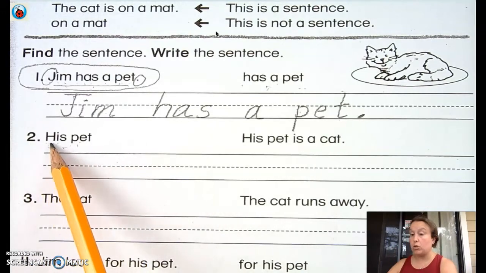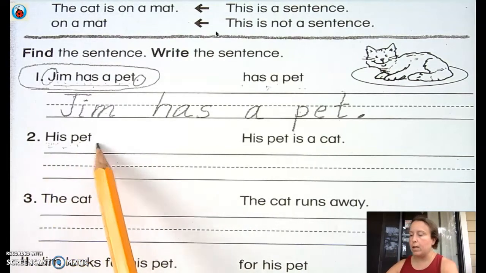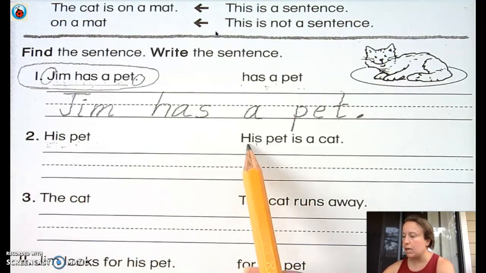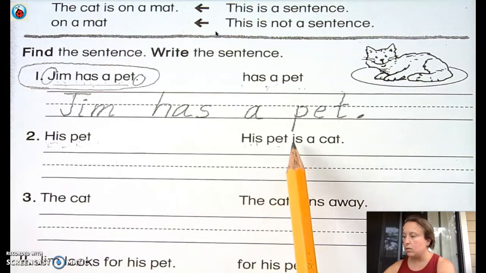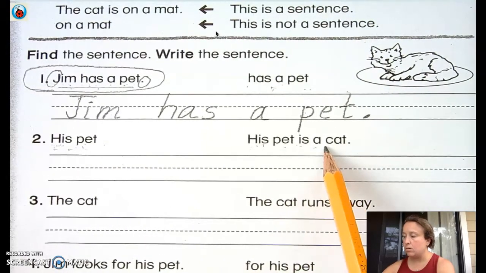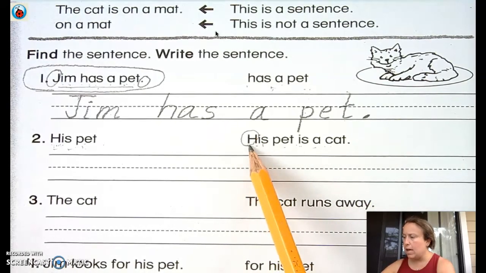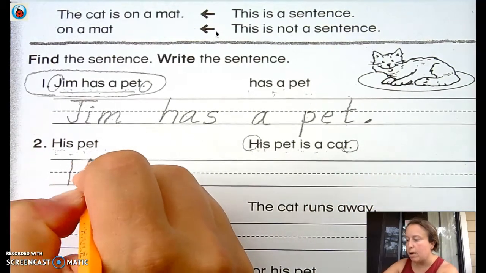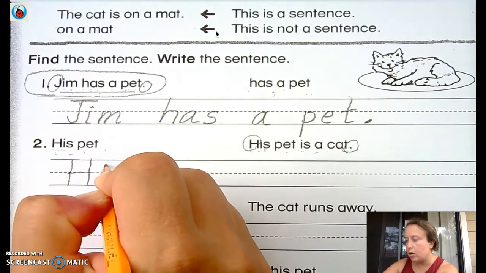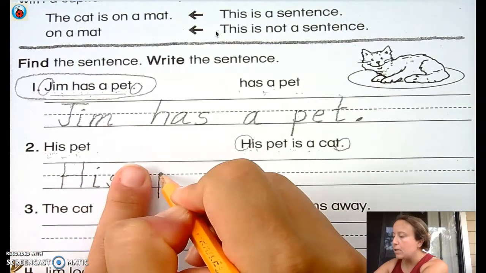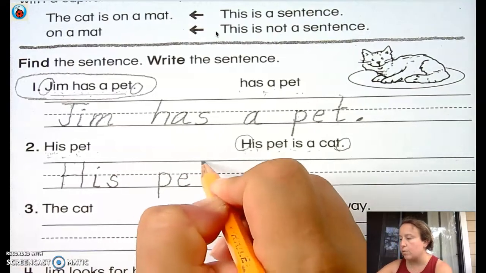We do have a capital, so they tried to trick you. Does it have a period? No. Let's go to this one. Is, oh, I recognize these 2 words are the same. His pet is a cat. Cat. And we have a capital and a period and a complete thought. Now I'm going to rewrite that on the line using a capital letter to start my sentence and finger spaces in between each word.